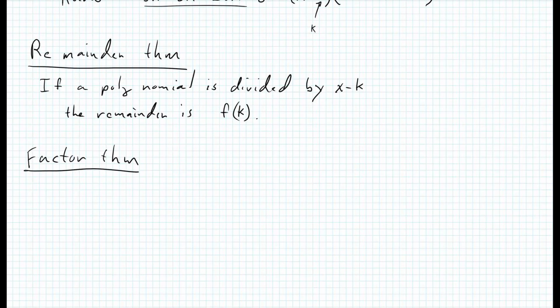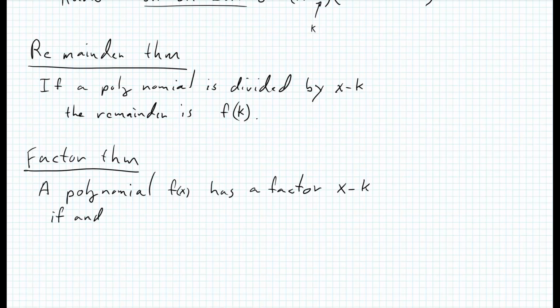So the factor theorem says, a polynomial f of x has a factor x minus k if and only if f of k is equal to 0.